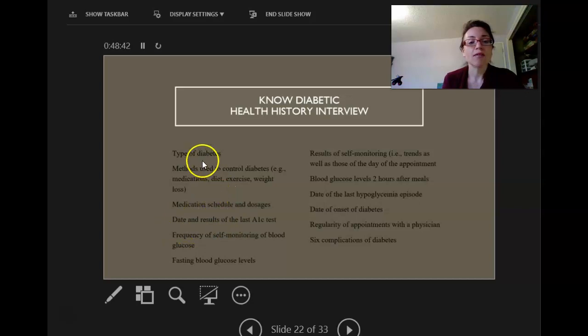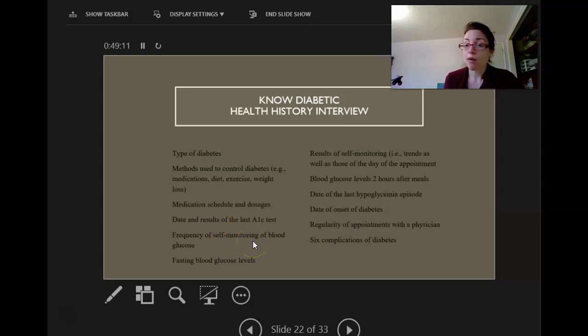So these are bullet points for your health history interview. What kind of diabetes do they have? Methods used to control the diabetes. What kind of medication are they using? Medication schedule and doses. Did they take their medication already, and how much do they take? And if they didn't take it, why? Because they forgot, or they normally take it at a different time. Date and results of their last A1C. You want to always have the most current one on record.